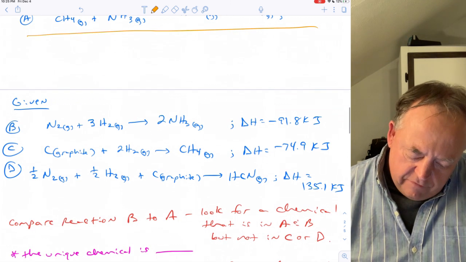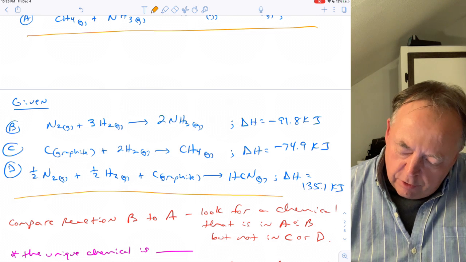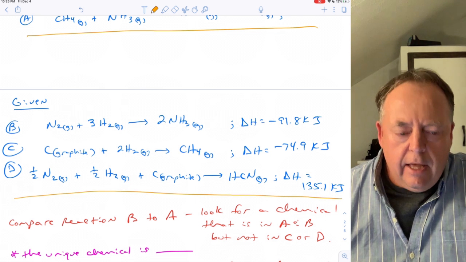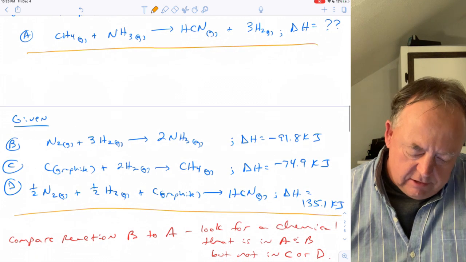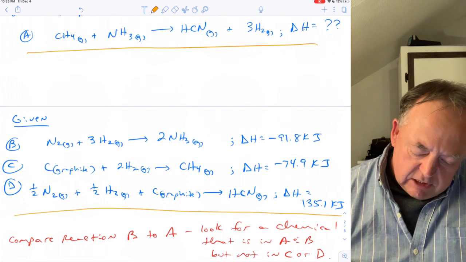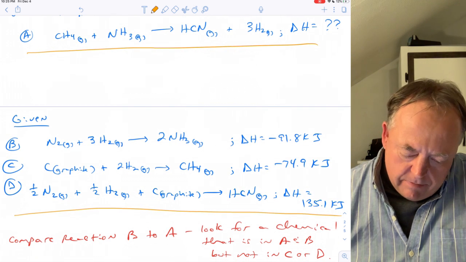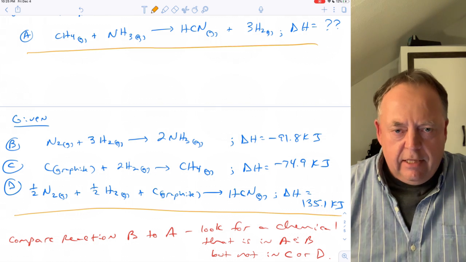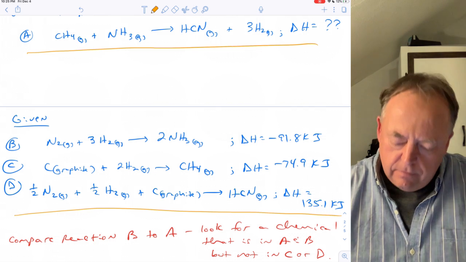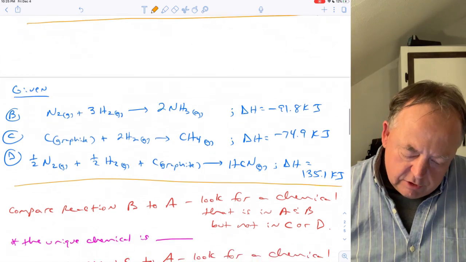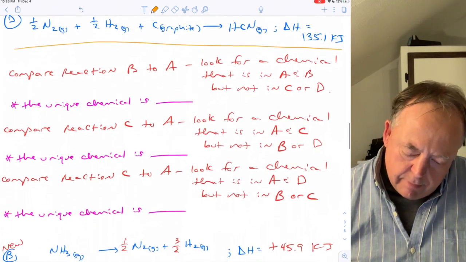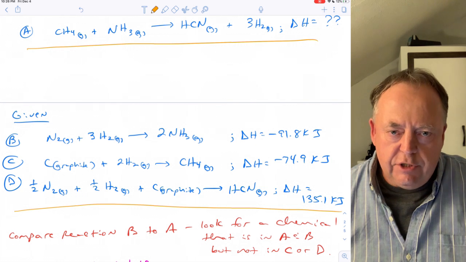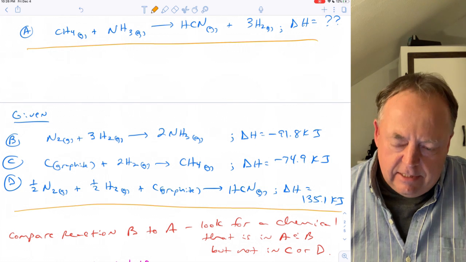That will work if there are known reactions that you can take combinations of to get the reaction A that we're interested in. So if you were given reactions B, C, and D, how can we manipulate those equations and then add them together to get A, right? That's the goal. To do that, we want to compare B to A and find something that is unique that is not in C and D.